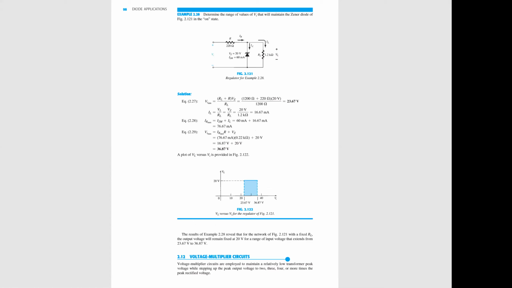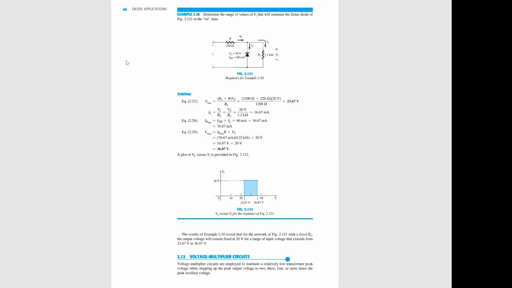Sir, the fourth possibility is left, in which RL is also variable and Vi is also variable. Okay, you can do that. It is the same thing: if you vary RL and also vary Vi, as long as the zener diode is in the on region, it will again be able to make the output regulated, right?